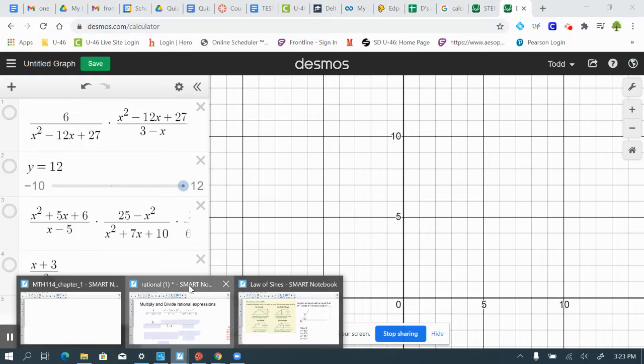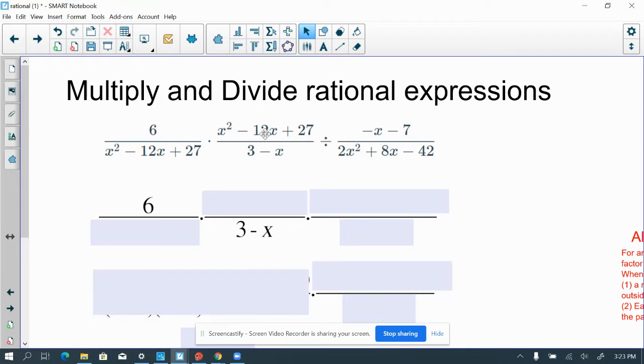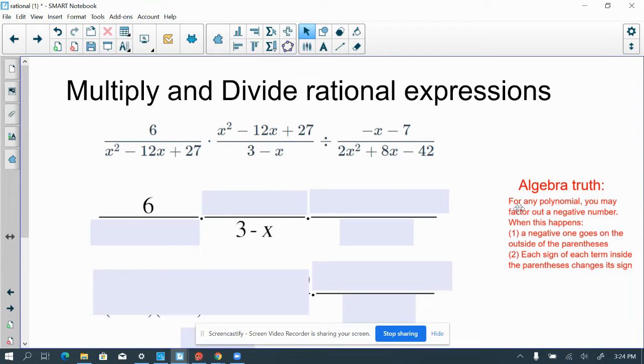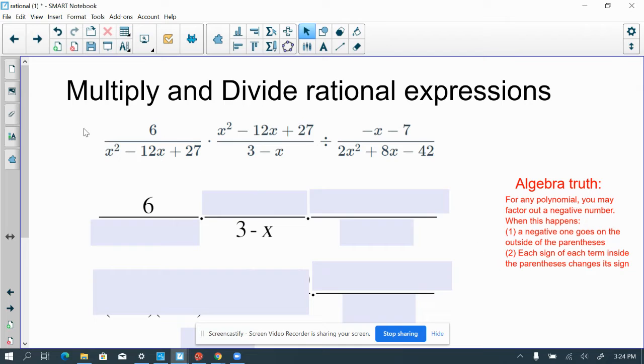Okay, hello. Last day on simplifying and multiplying these rational things. This is an important day because we've got an algebra truth coming up. So you've got the three fractions, these, and you've got multiplication and division. So there are two operations, and when you have multiplication and division together, you do them in order of which you see them. So you would multiply these two first and then divide.